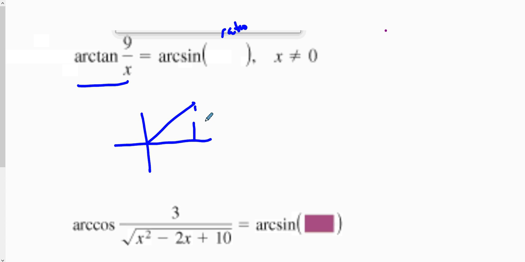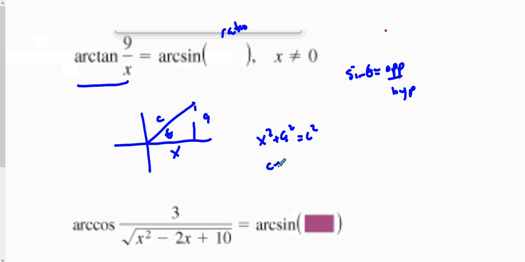Tangent is TOA, so opposite 9 over adjacent x. We're looking for sine. Sine of the angle we're referring to in the triangle is opposite over hypotenuse. What do we not have here? We do not have that hypotenuse. So we solve for it using the Pythagorean theorem again. x squared plus 9 squared is going to equal our hypotenuse, which I'll call C squared. And so C is going to equal the square root of x squared plus 9 squared.